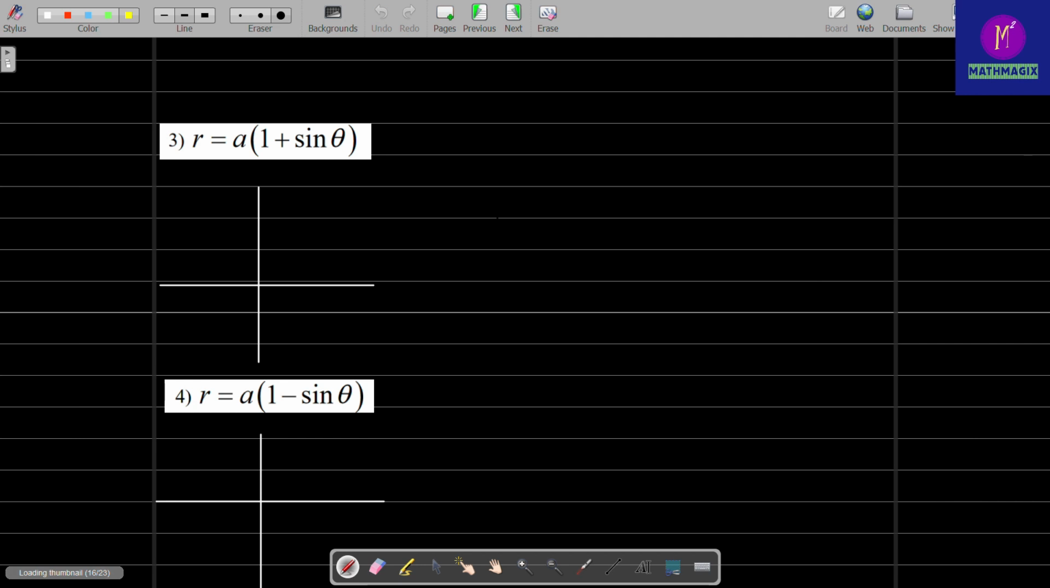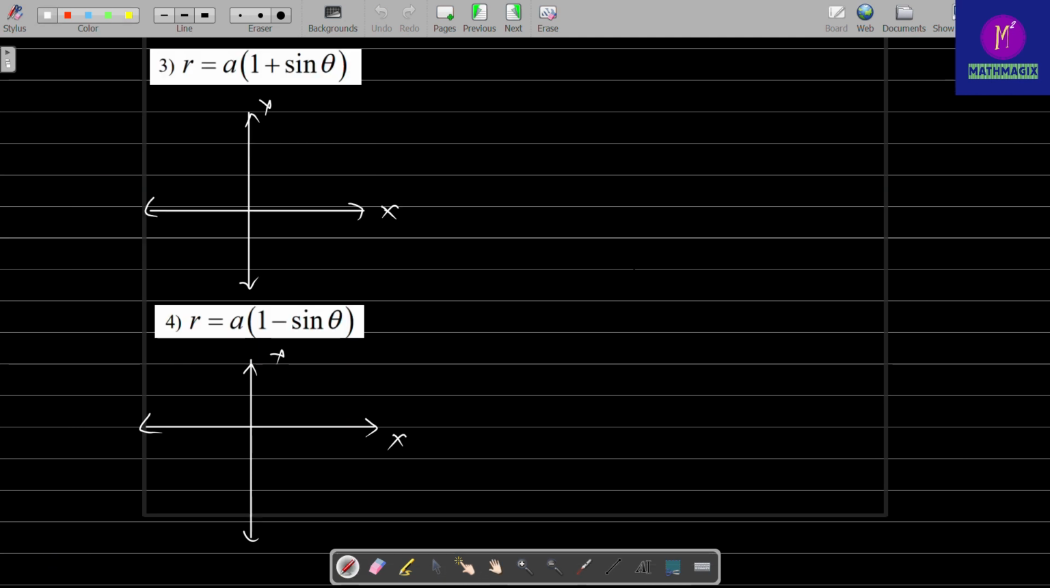Same way, if we have 1 plus sine theta and 1 minus sine theta, we'll get a cardioid again. Let us see the shape of the cardioid that we are getting in this case. So on the same basis, let us find out sine theta value for known angles theta equals 0, pi by 2, pi, 3 pi by 2, and 2 pi. So sine 0 is 0, sine pi by 2 is 1, sine pi is 0, sine 3 pi by 2 is minus 1, and sine 2 pi is again 0.